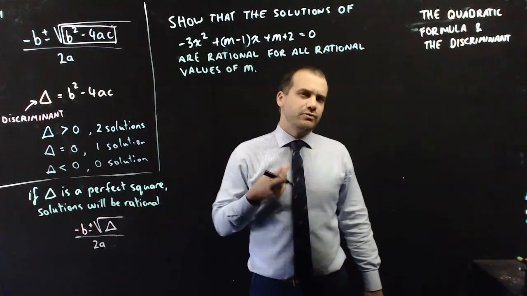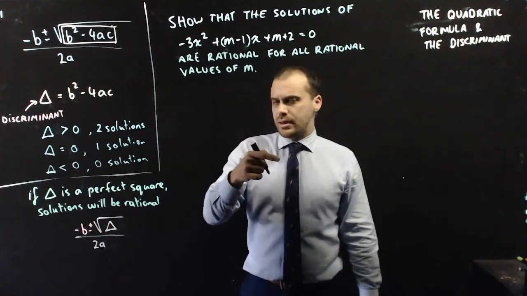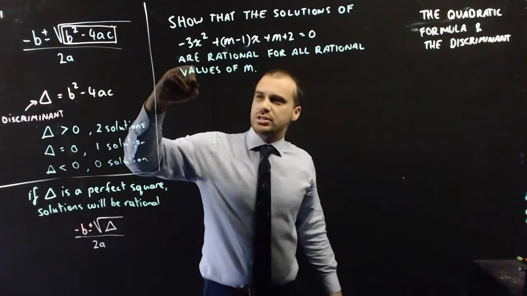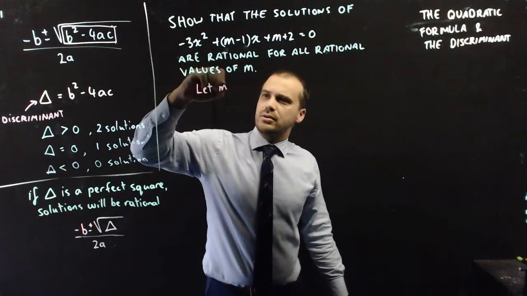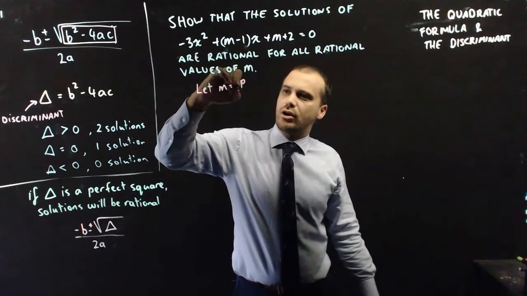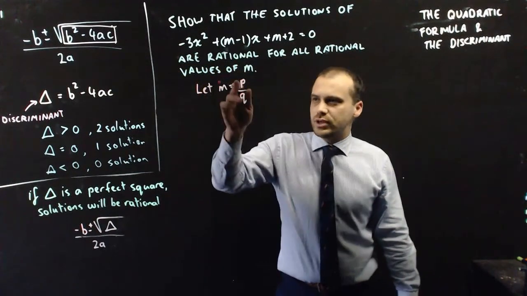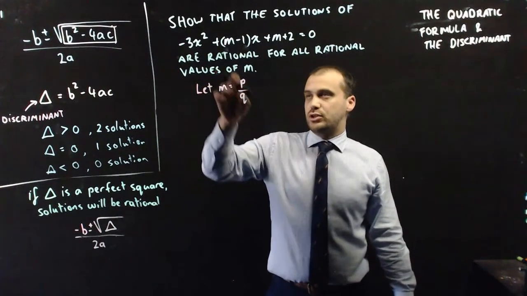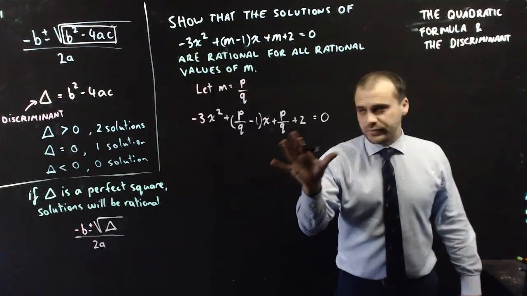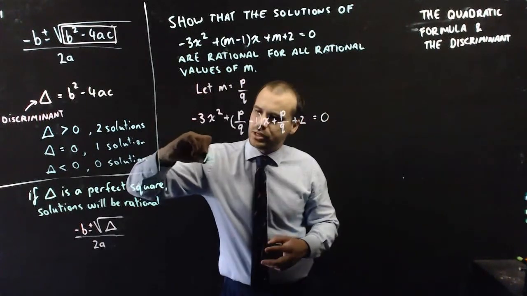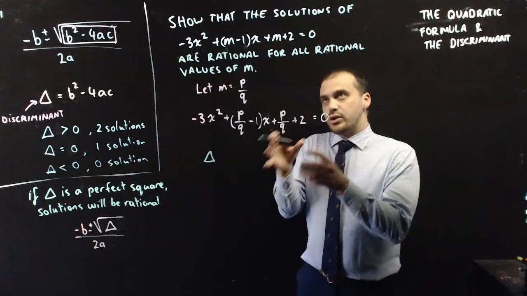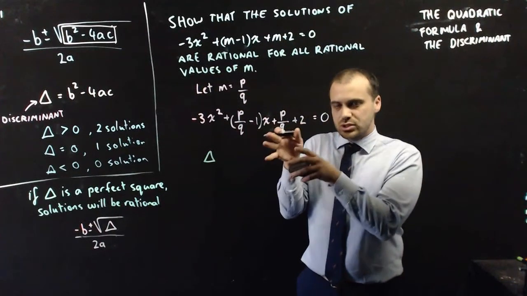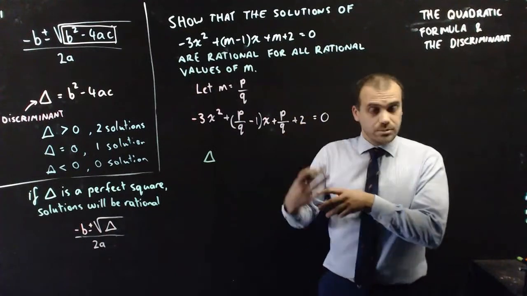Okay, a rational value of m. If we want m to be a rational value and we want all of them to be included, we can just say let m equal p over q. If it can be expressed as p over q, then it's rational. Let's put p over q into that equation. So now that we've done that, we can find the discriminant, right? Because we want to show that the solutions of this are rational. We need the discriminant to be rational because then the solutions will be rational.